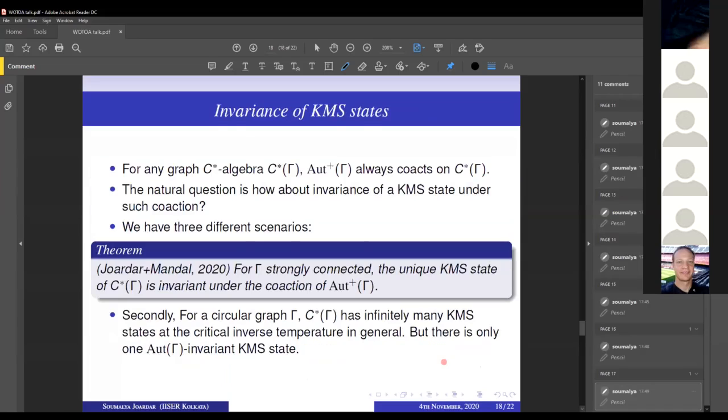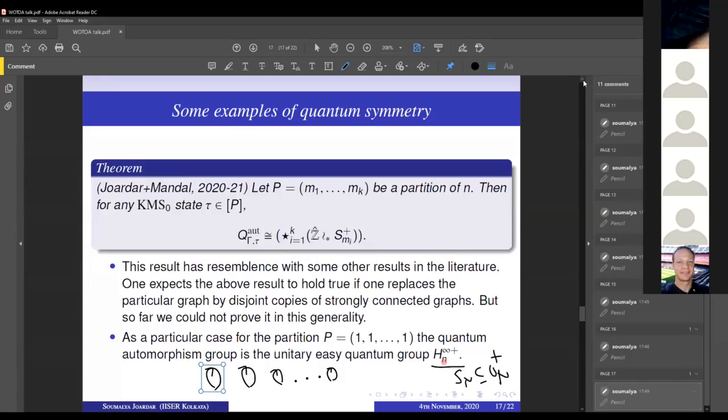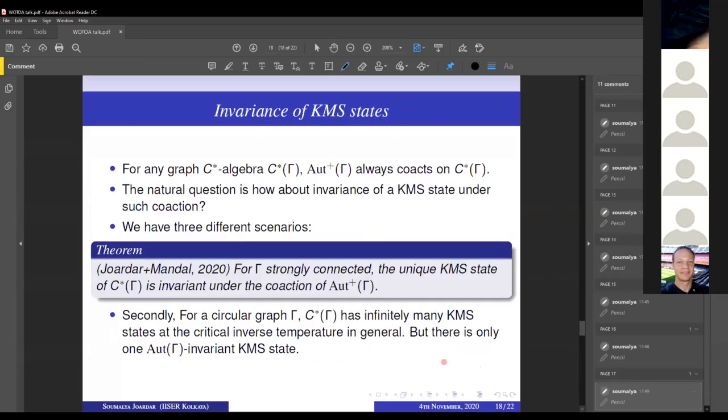Okay, so this is about the computation of the universal object in that category. And we had some other considerations also. So for any graph C*-algebra C*(Γ), you have a graph, and the quantum automorphism group Aut+(Γ) always coacts on C*(Γ), right? That somebody else had observed. So I'll mention the reference maybe.